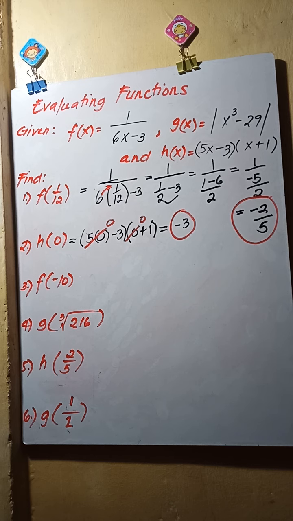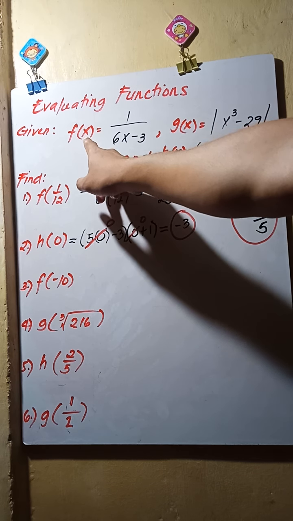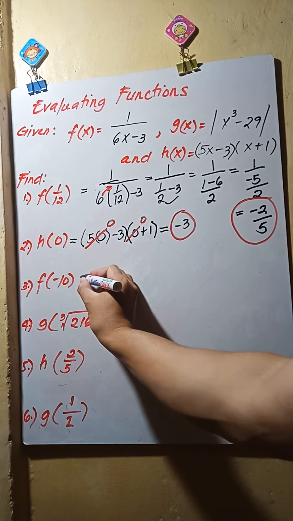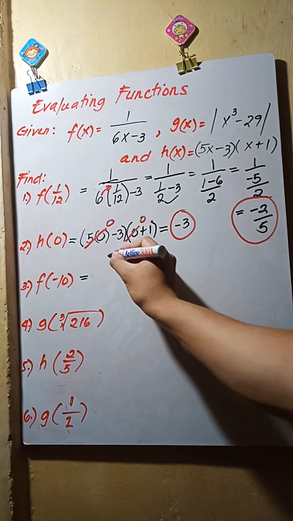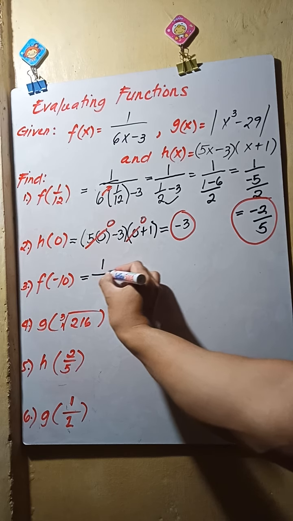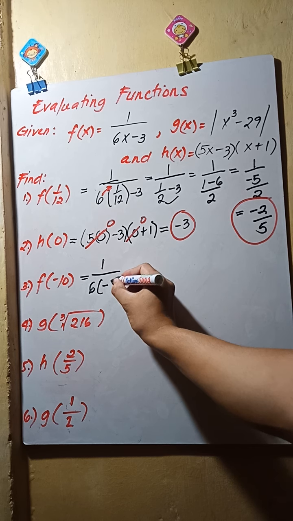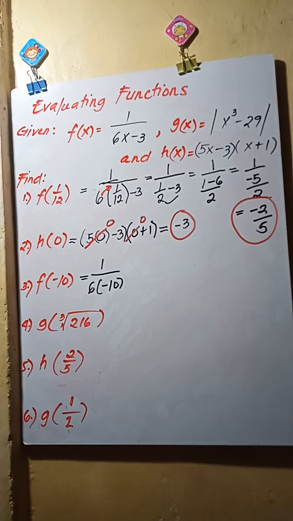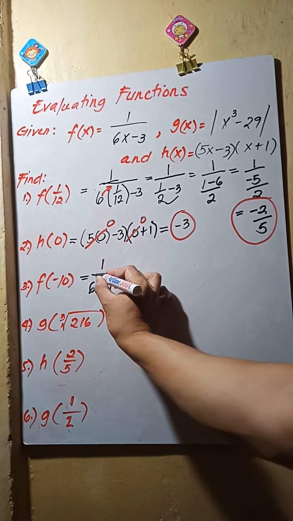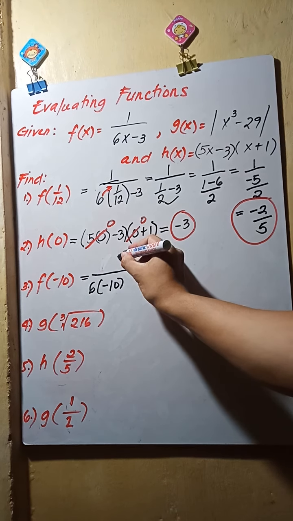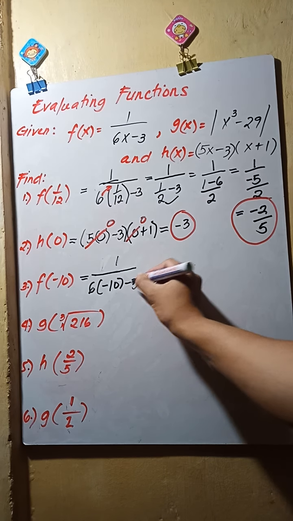So, proceed tayo sa number 3, f of negative 10. Again, dito natin ilalagay kasi nga that is f, no? So, again, just rewrite. Papalitan ulit natin yung mismong x. So, 1 over 6 times negative 10, kasi nga negative 10 naman yung pinaka-x natin. And then, center ko lang yung 1 ha. 1, and then minus 3.